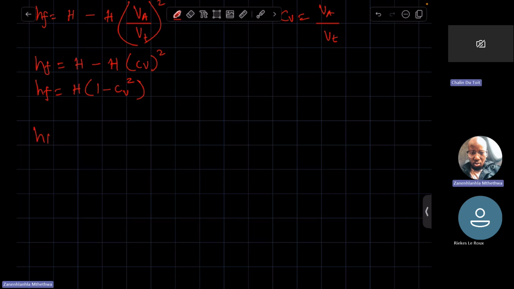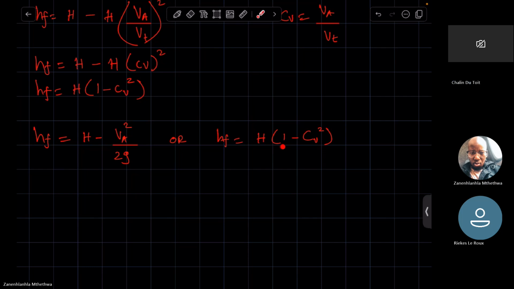Meaning if you've been asked to calculate HF, you can either use H minus VA squared over 2G, or HF is equal to H times 1 minus CV squared. You don't have to derive the formula. You can just use any one of these two. You don't have to use both, you can just use one.